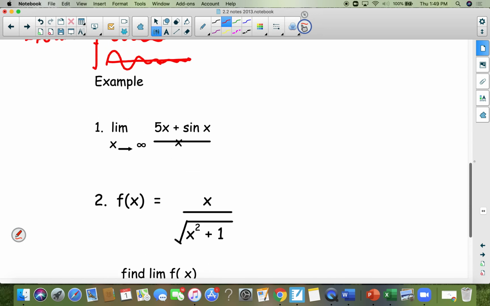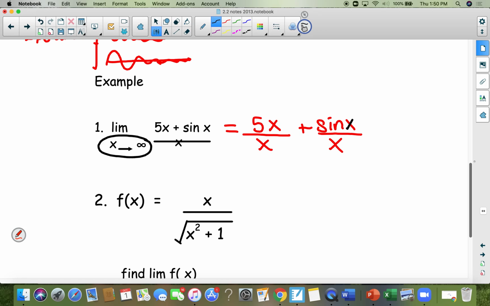Let's do this one. The limit as x approaches infinity of (5x over x) plus (the sine of x over x). You can do this one by graphing, but this might not be a graphing one on the AP test. You can split it up into the 5x over the x plus the sine of x over the x, and look at each as x approaches infinity.